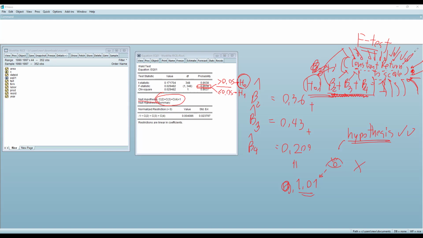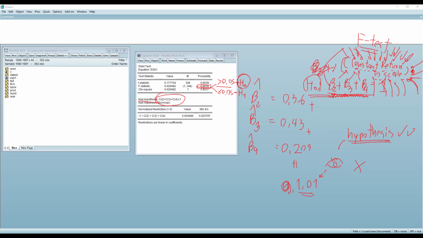Yes, it's constant returns to scale. Because this is what they would like to test, whether it is constant returns to scale or not.